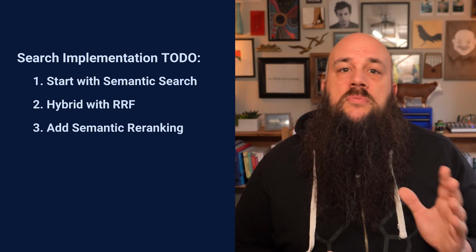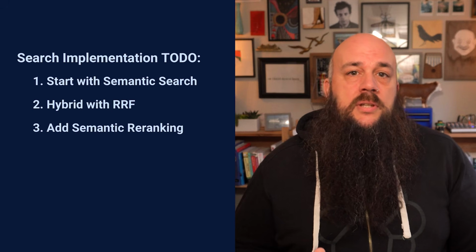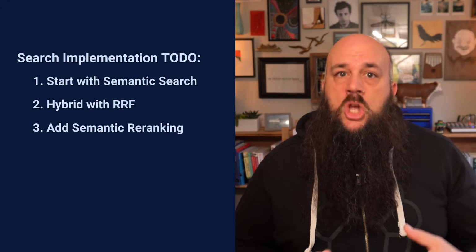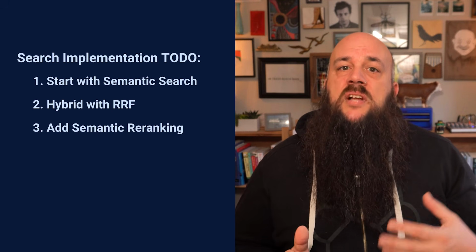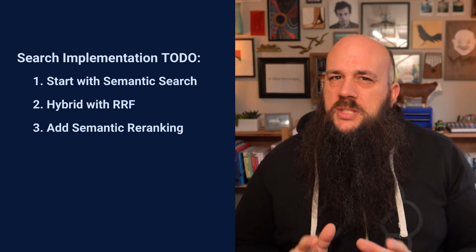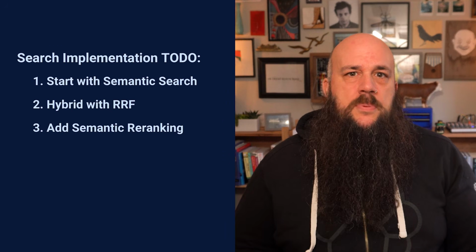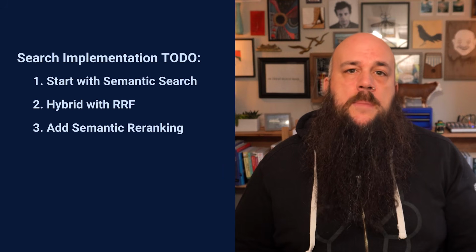Maximize relevance with re-ranking. Add a text similarity re-ranker on top of your hybrid search to intelligently reorder results based on semantic similarity. This gives you the most sophisticated search experience in a single, straightforward API call. Remember, the combination of hybrid search with RRF and semantic re-ranking is the future of search. It's simple, effective, and it just works.